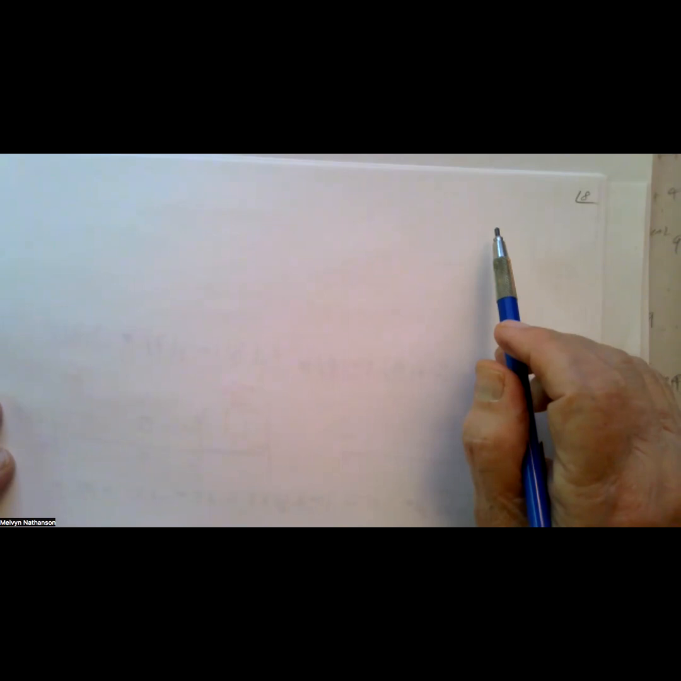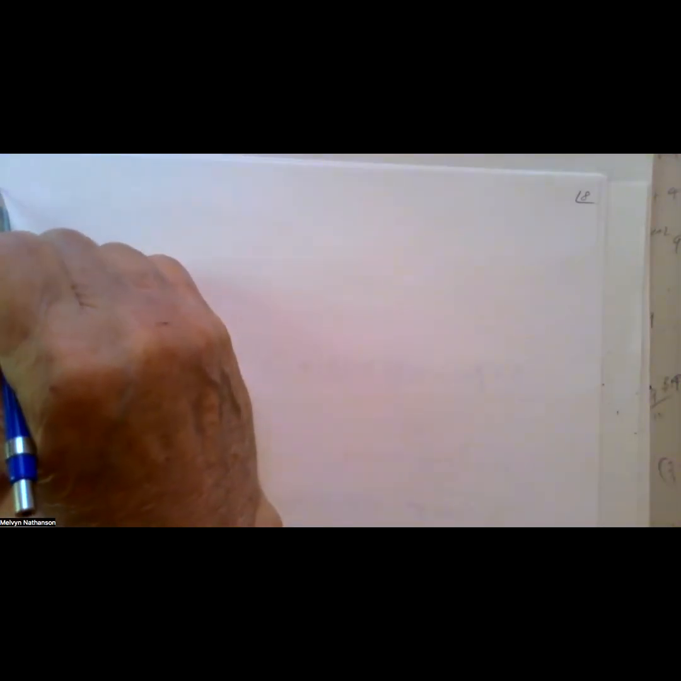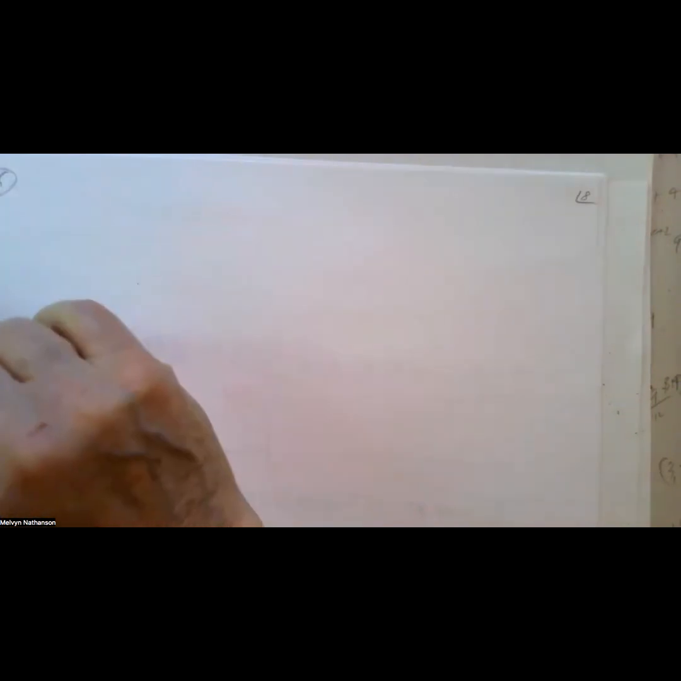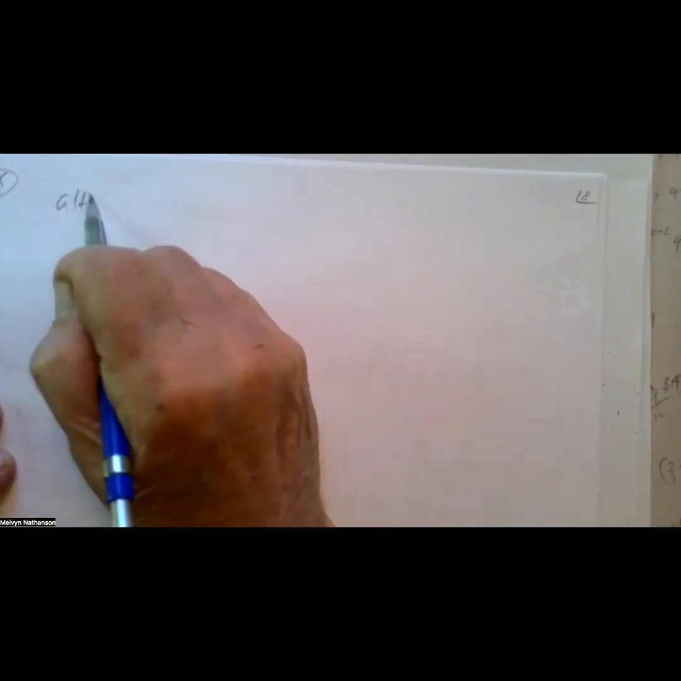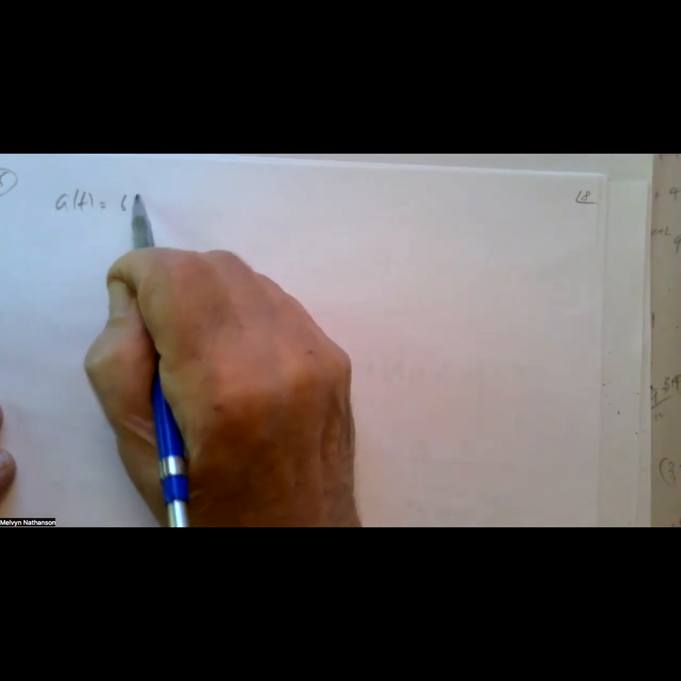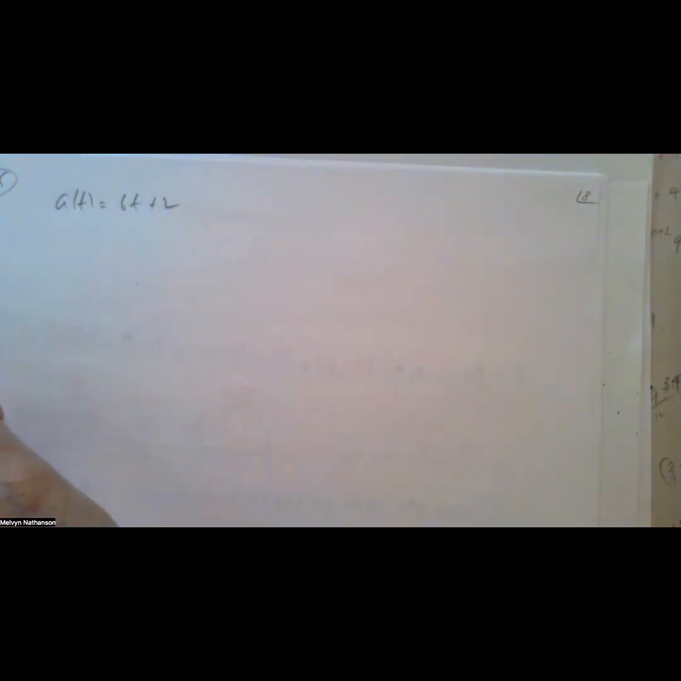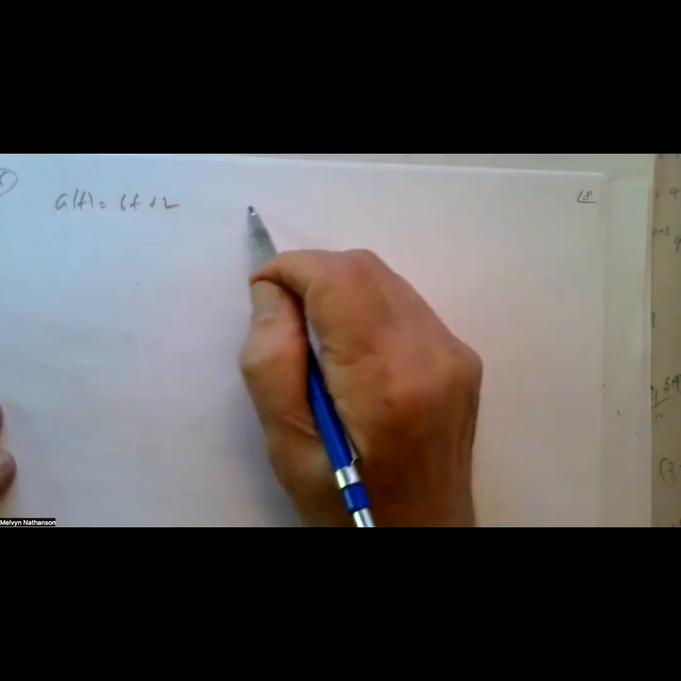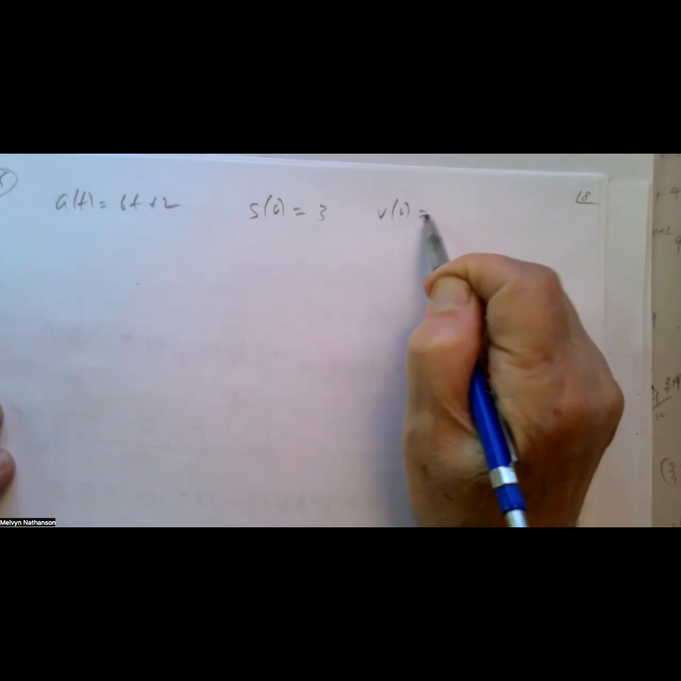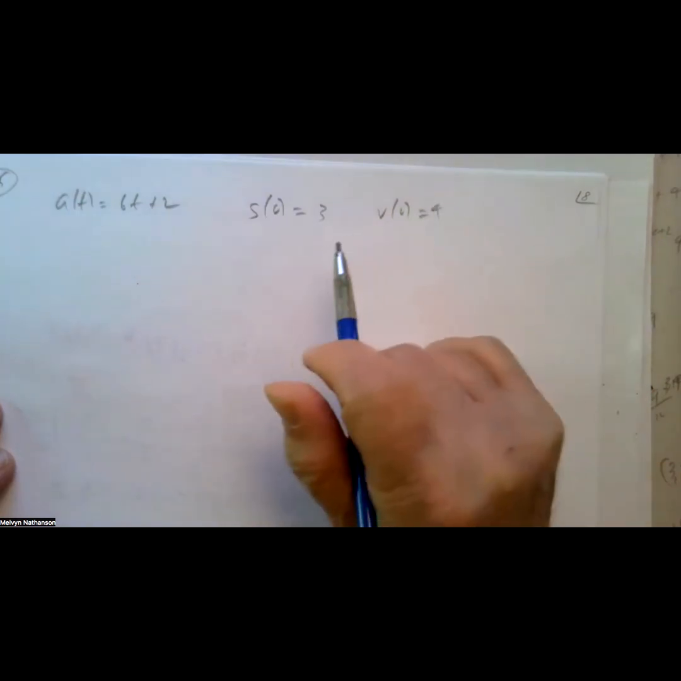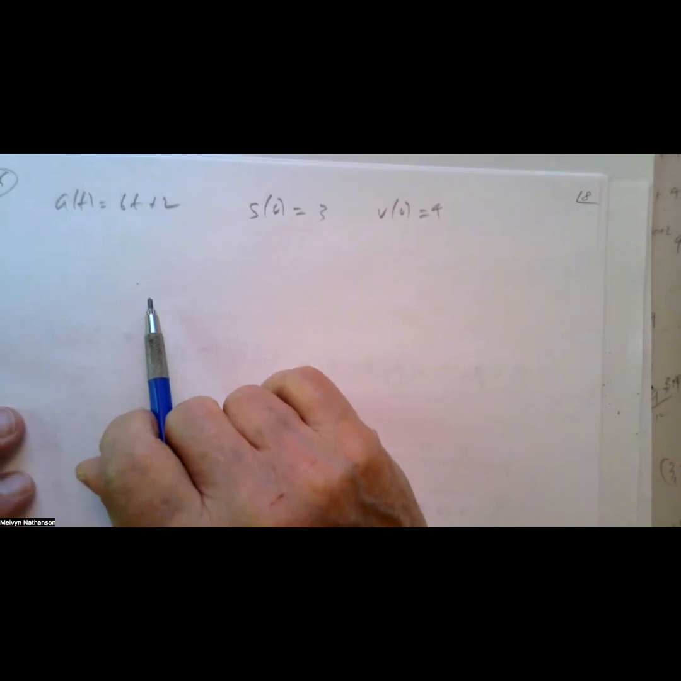So that was problem 14, which means the next problem is problem 15. A particle is moving along the x-axis with an acceleration a of t equal to 6t plus 2, where t is measured in seconds and position is measured in meters. The initial position, s of 0, is 3, and the initial velocity is 4. So find the position of the particle at t seconds.